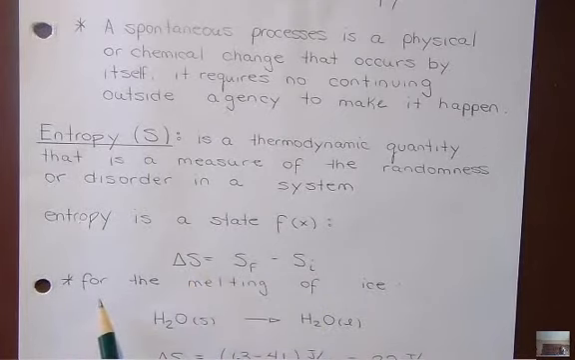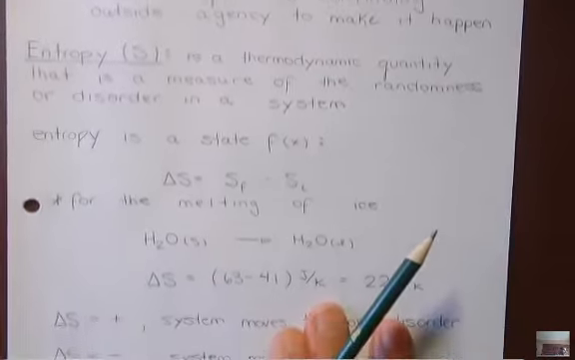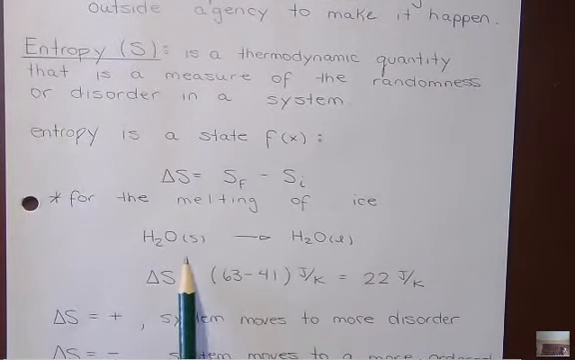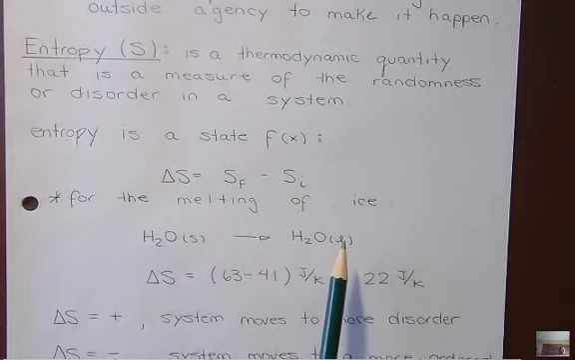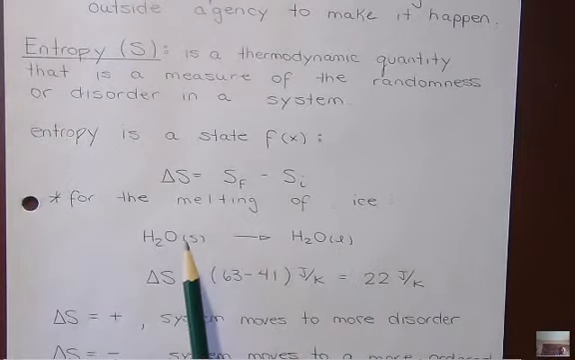So for any process, including something like the change of state, melting of ice, when you start with solid ice and you go to liquid water, you can look up the absolute entropy on a table, I'll show you where they are, of water in the liquid state, and subtract off the entropy of water in the solid state.